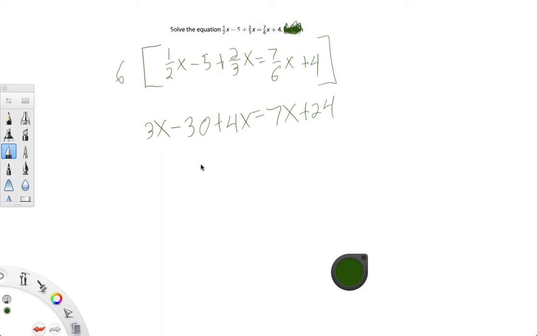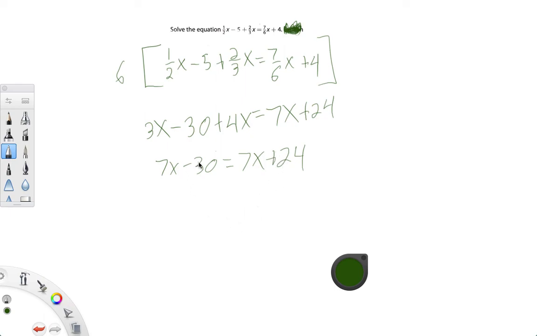Okay, and now we can combine like terms. So x's can go together and non-x's can go together. And I'm seeing something pretty interesting already. I don't know if you see it already, but you'll see pretty quickly that the answer to this is not just a straightforward, easy thing. So I'm going to combine my 3x and my 4x. That gives me a 7x. 7x minus 30 equals 7x plus 24.